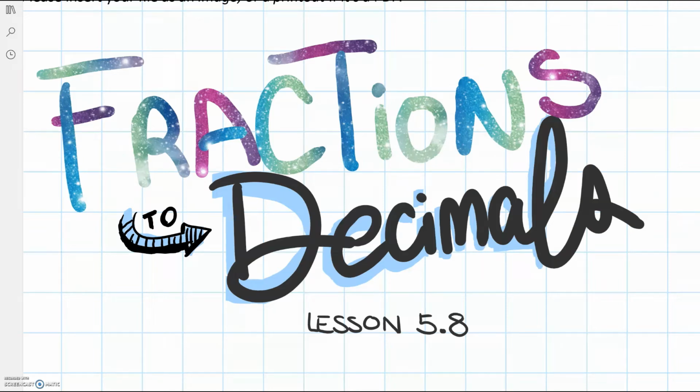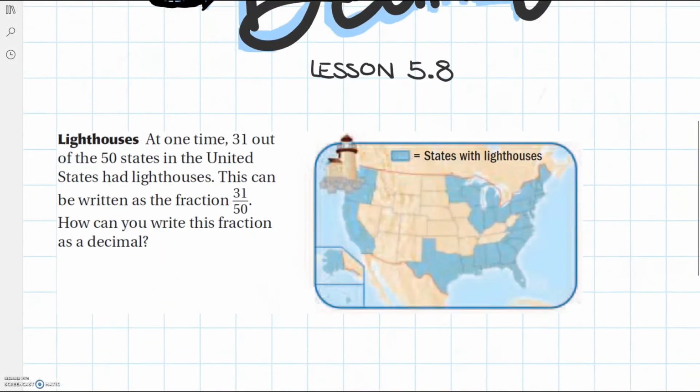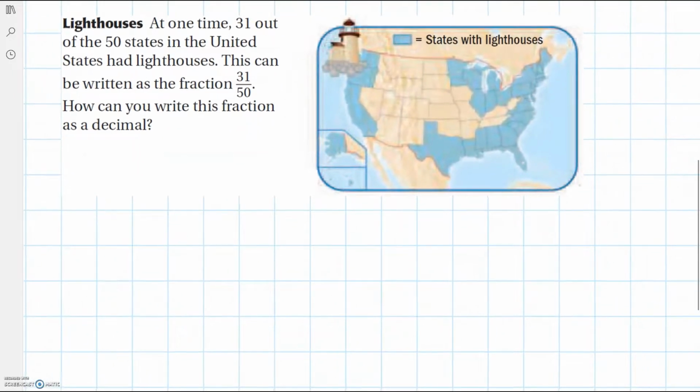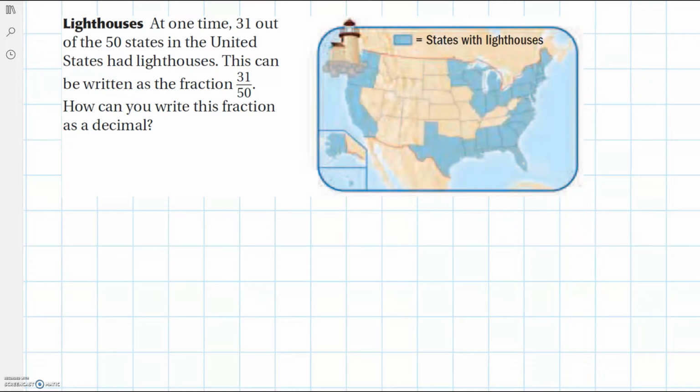Hi grade 7s, today we are doing our last lesson in chapter 5 and we're looking at turning fractions into decimals. Last time you looked at turning decimals into fractions, this time we are going to go the other way around. So let's start with this example here.